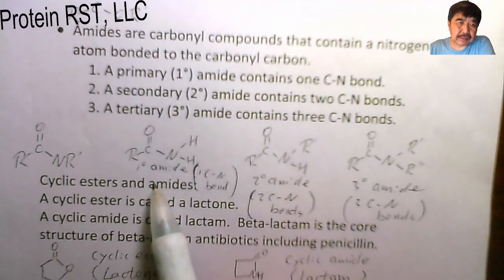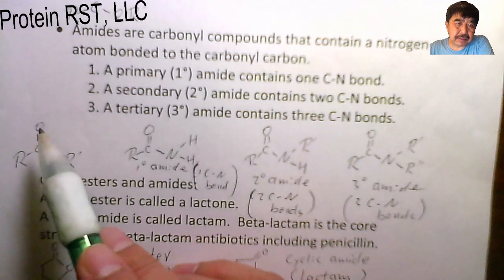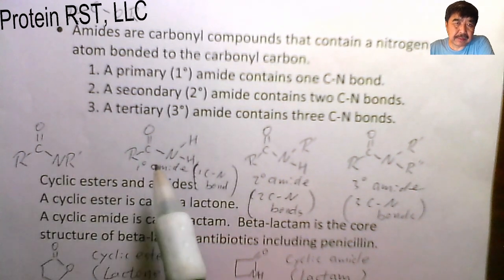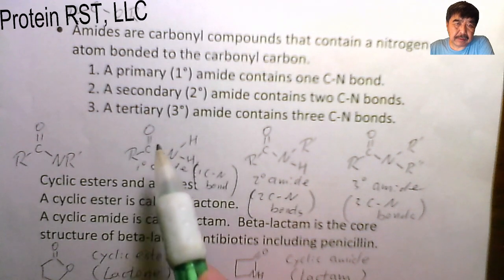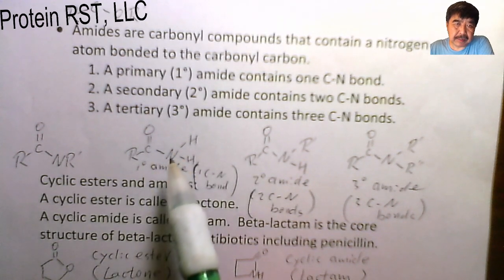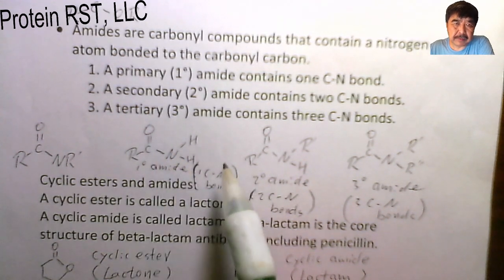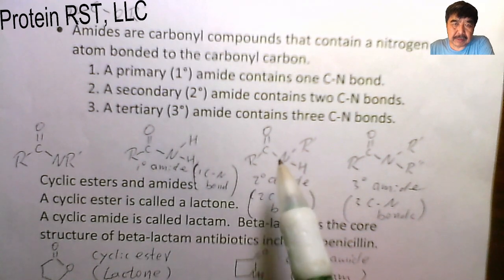Let's take a look at the structures. This is the general structure of an amide. This is the primary amide. You see, there's only one CN bond here. There's a nitrogen bonded to the carbonyl carbon. This is the secondary amide. This is the one.